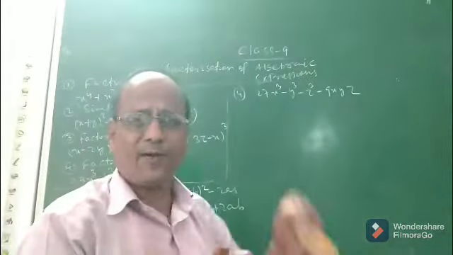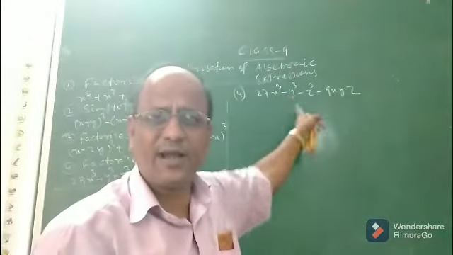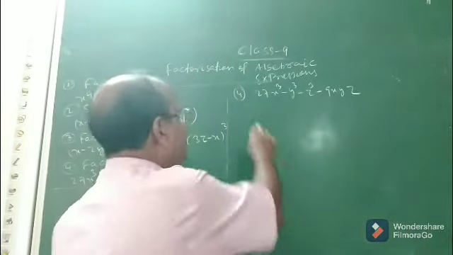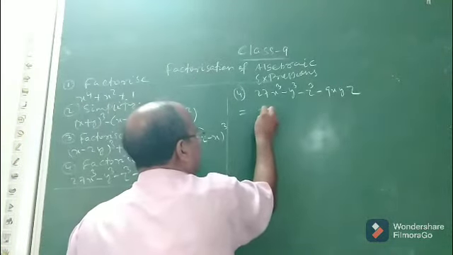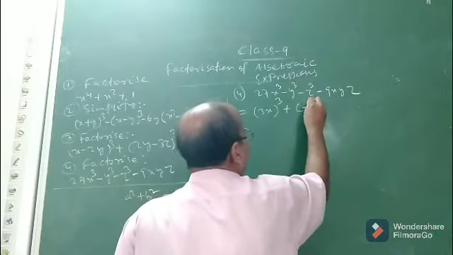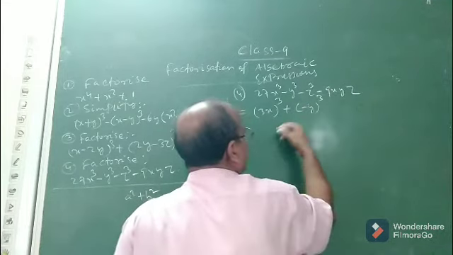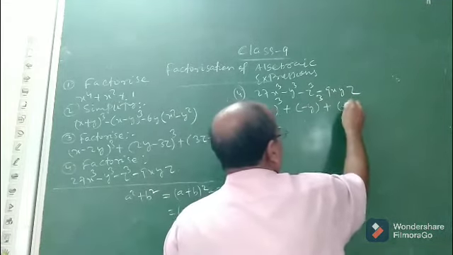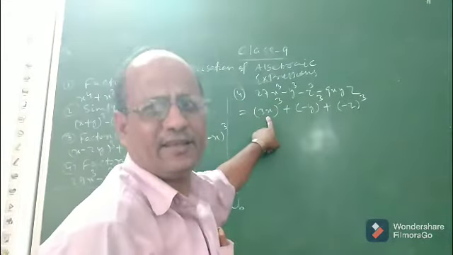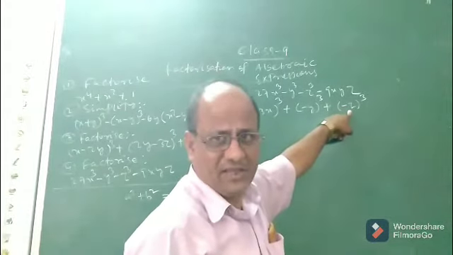So to factorize this, first we have to think in the form of which identity it is. See, now this 27x cube can be written as whole cube of 3x. This minus y cube can be written as plus cube of minus y. Then this can be written as plus (minus z) whole cube. Now take 3x as a, minus y as b and minus z as c.